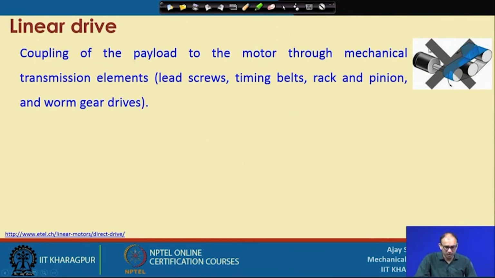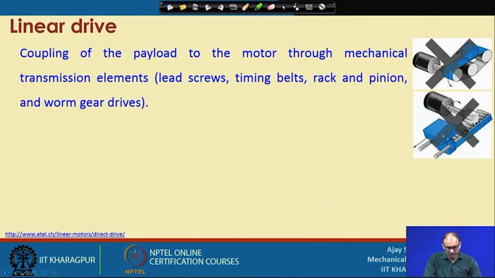So, what is that? We always have a mechanical coupling, that means coupling of the payload to the motor through a mechanical transmission element. Here we are using a belt drive. Then this is called rack and pinion. Here suppose you are putting some component and then you give a motion to this motor, and then this rack and pinion will move and because of that you will get one linear motion of this part. Then there is a recirculating ball screw. So, here also you can get this thing.